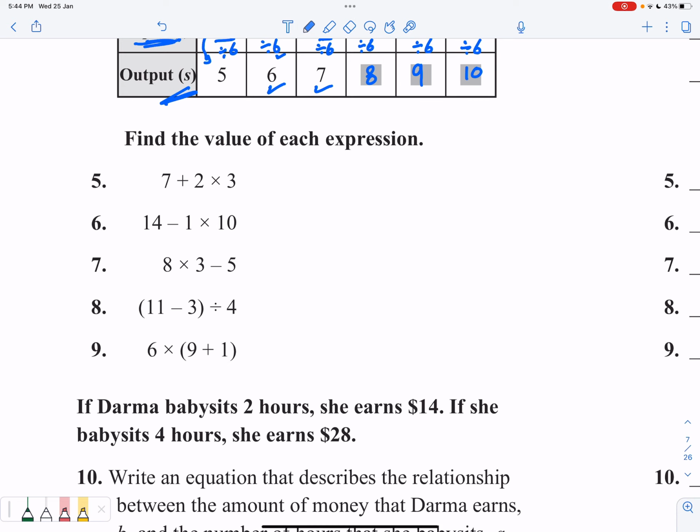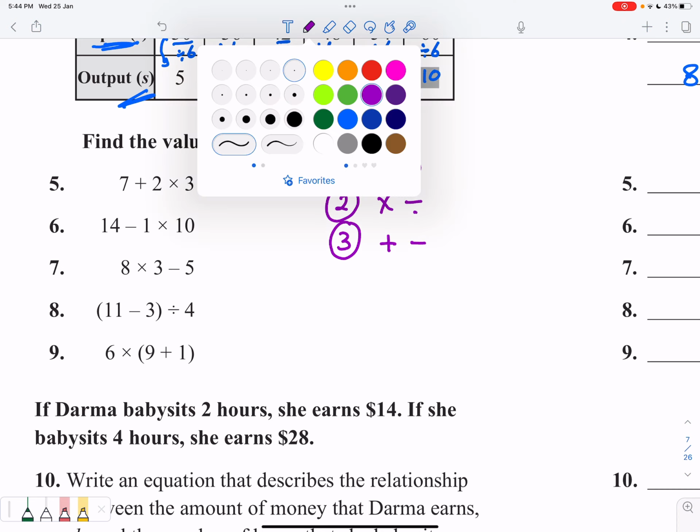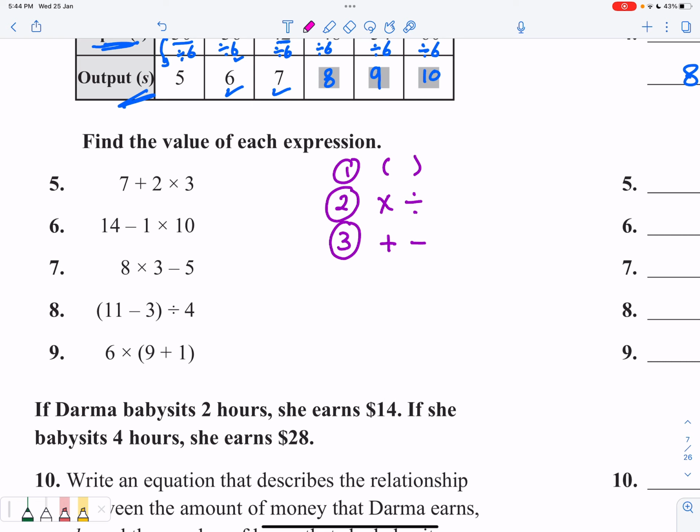So let's remember the rule we have when we have multiple operations to do. We always start with parentheses or brackets. Then we do multiplying and dividing. And lastly, we do adding and subtracting. So we always do them step by step. We always start with that, then we do that, then we do that.